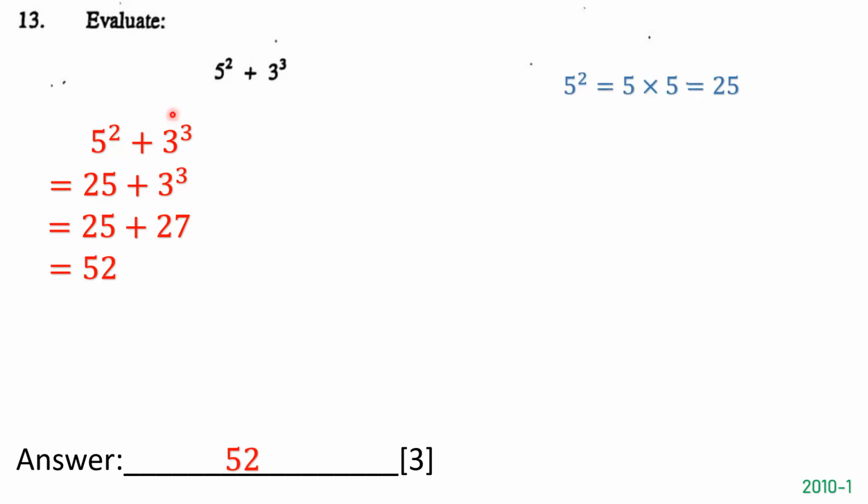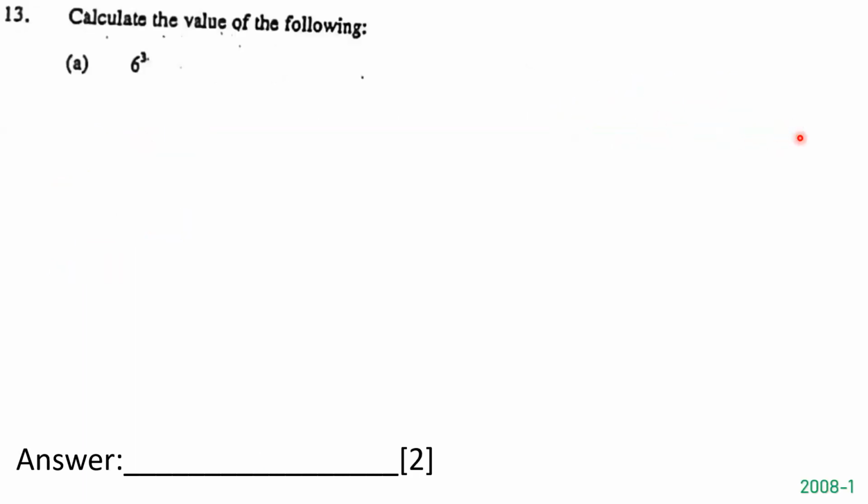How do we get 5 squared? 5 squared is going to be 5 times 5, which is 25. And how do we get 3 to the third power? That's going to be 3 times 3, which is 9. And then 9 times 3 is going to be 27. Okay, let's move on to the next question.